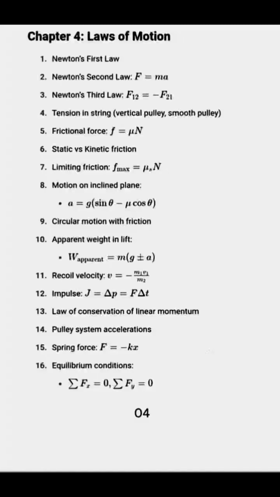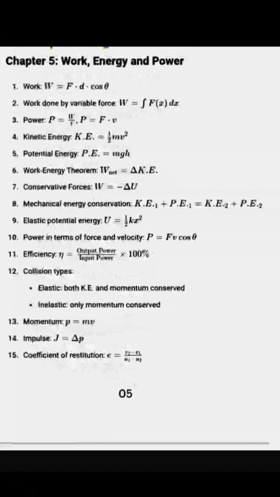Then equilibrium condition: there are two conditions for equilibrium. The first is that the sum of all the forces along the x and y directions will be equal to 0, and the second condition is that the sum of all the torques will be equal to 0. And this was all about Unit 4, Laws of Motion, in which we will study all these topics it will cover. After that, we are moving toward Unit 5, that is work, power and energy.